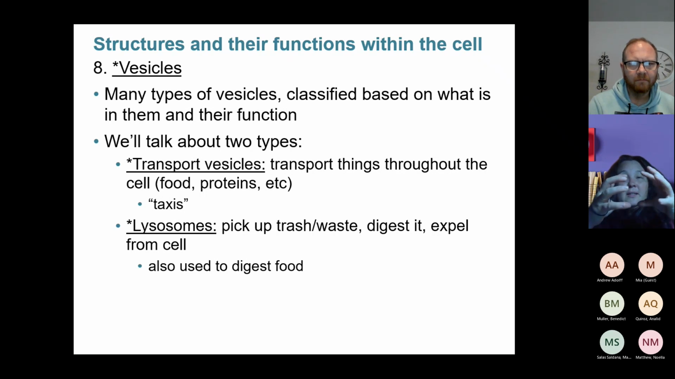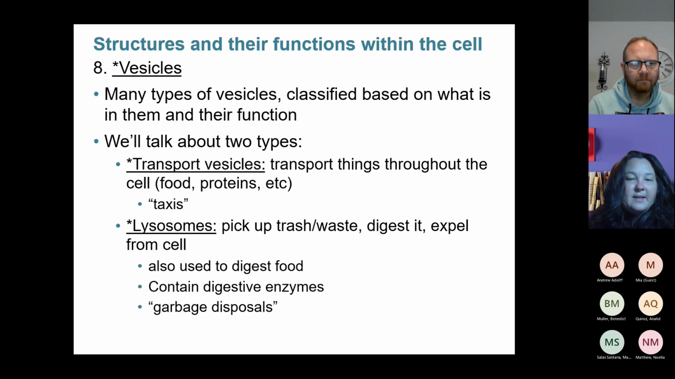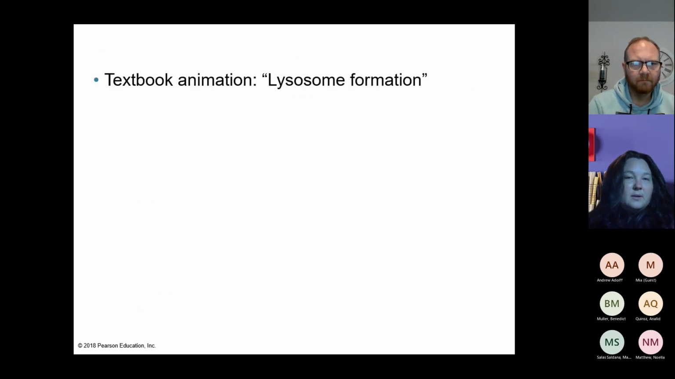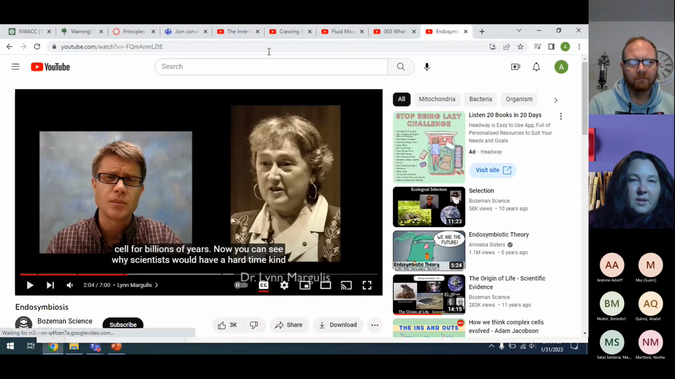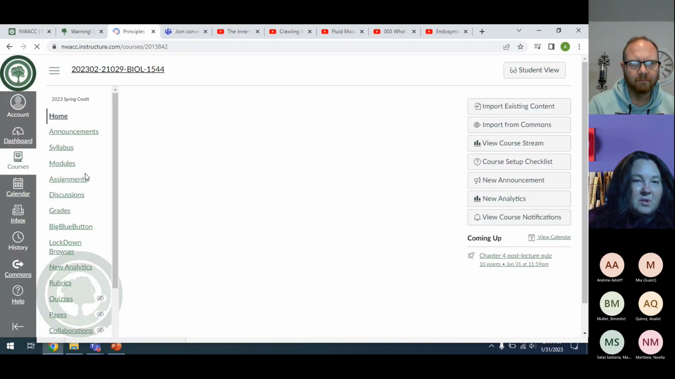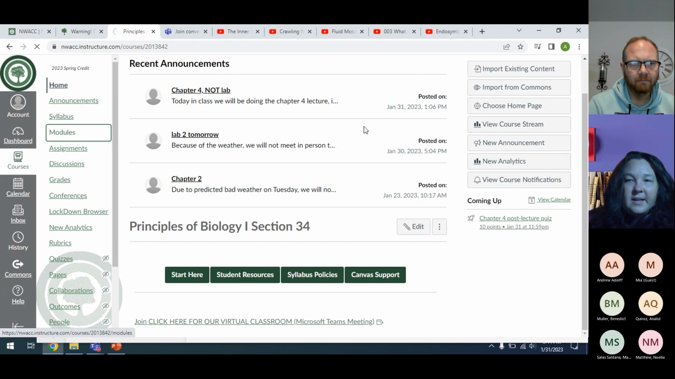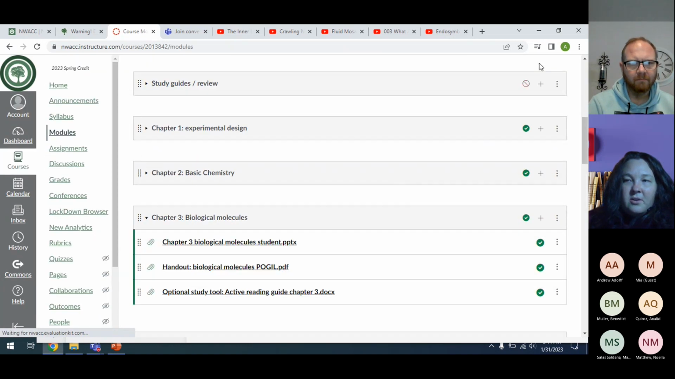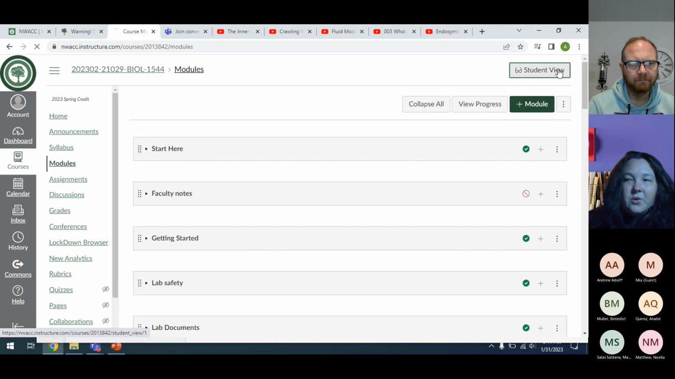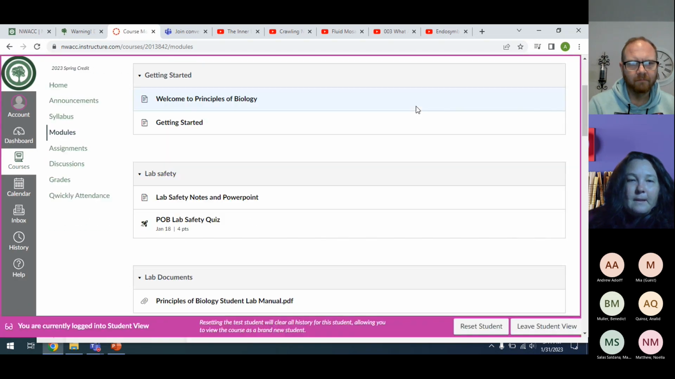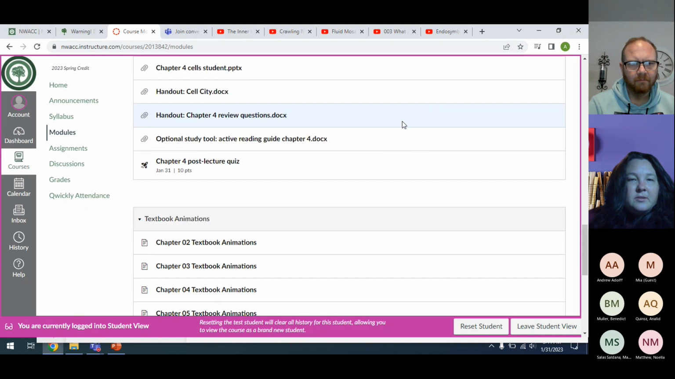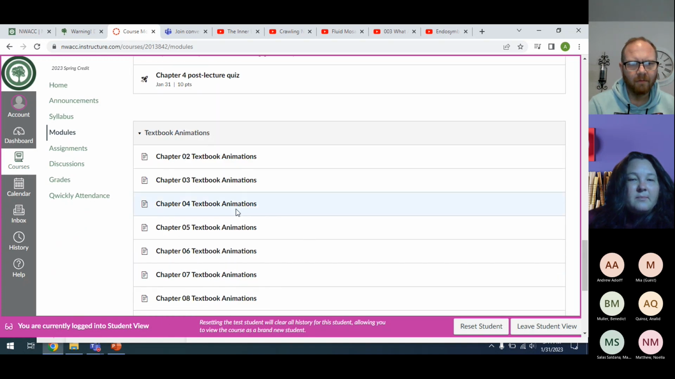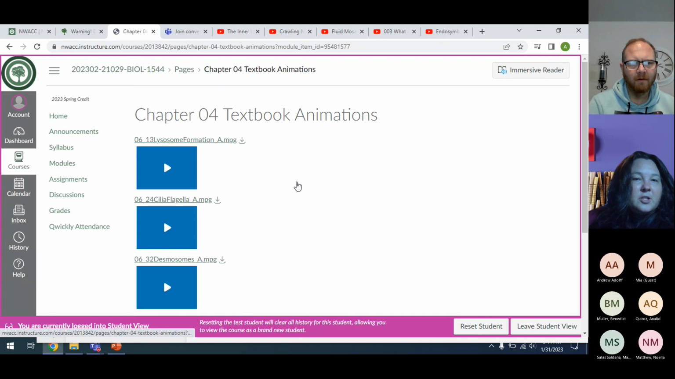So basically, they're little membrane-bound sacks that go around the cell and pick up waste or food and digest it. They contain digestive enzymes. You can think of the lysosomes as the garbage disposals. Let's go over here. Remember, you can always find the animations on your own. Go to student view by going down here to the module textbook animations, and we are in chapter 4, so we're going to click on chapter 4.